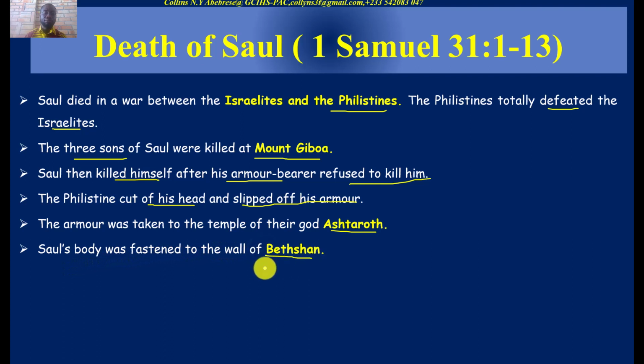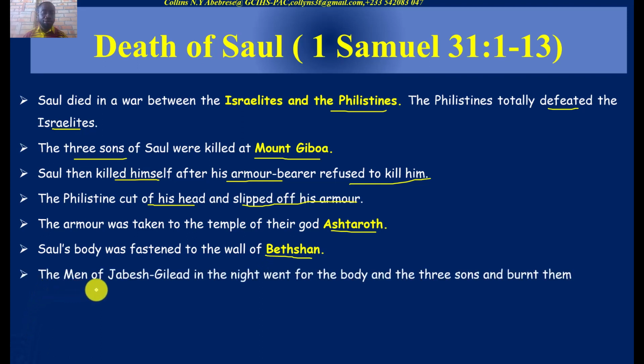All right, Bethshan. You also recall that the body of Saul was fastened to a wall, and this was a humiliating defeat. They just wanted to make fun of King Saul, to make sport of him, and that was why the Philistines fastened his body to the walls of Bethshan.